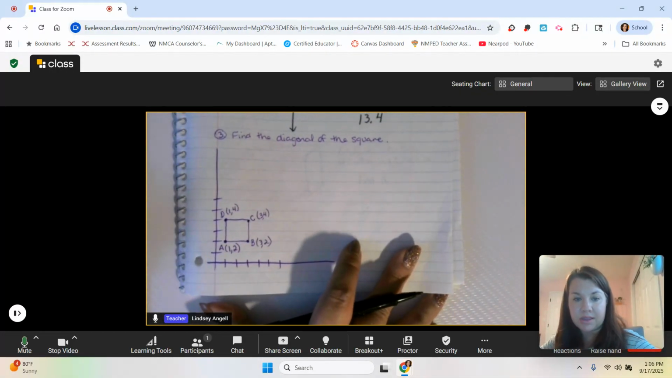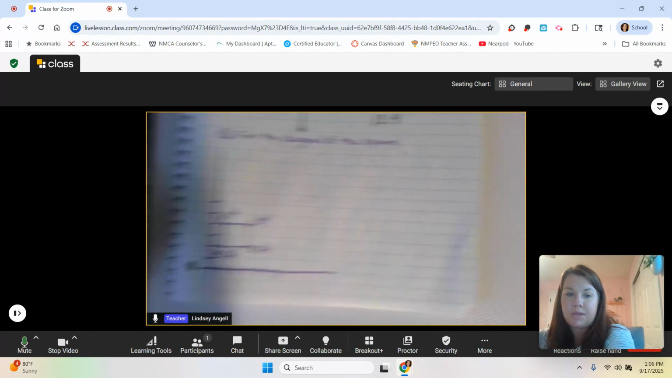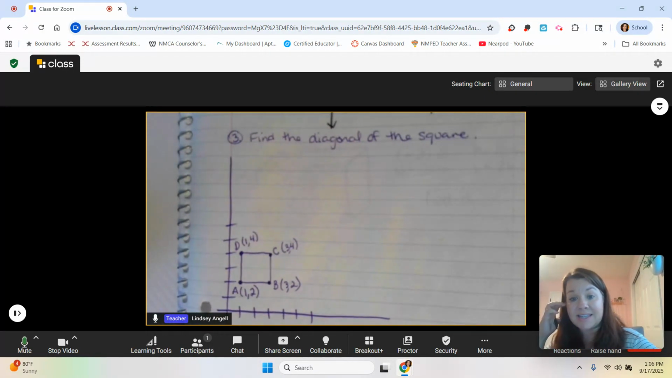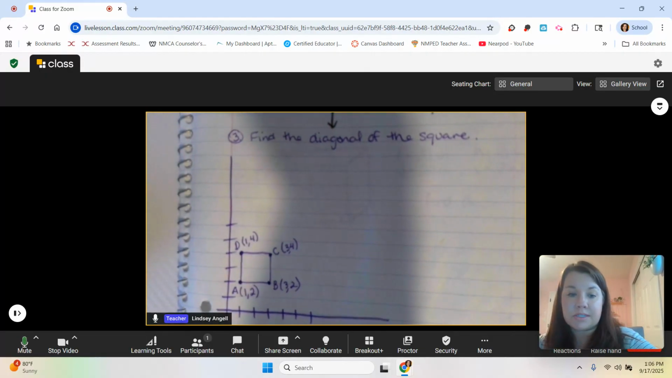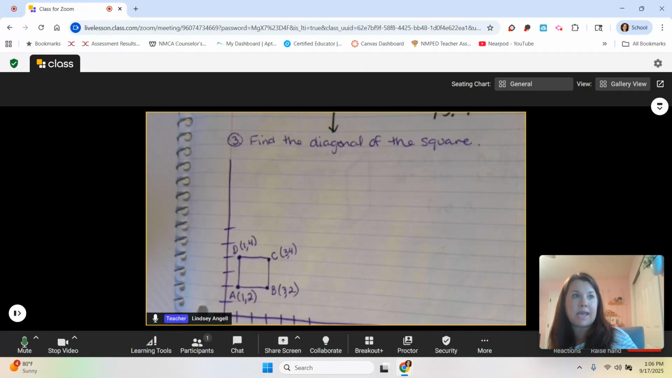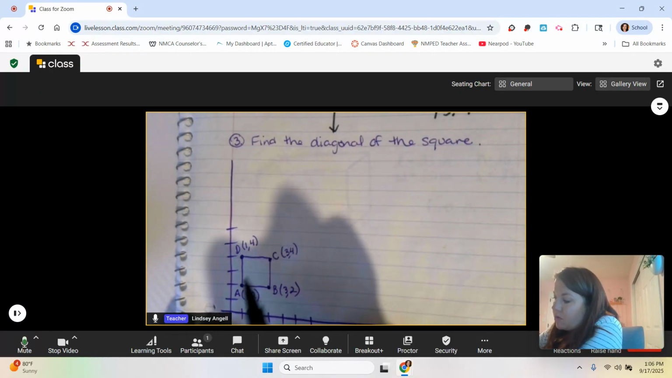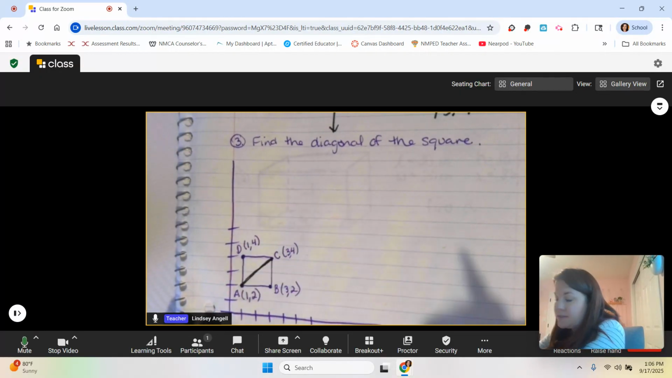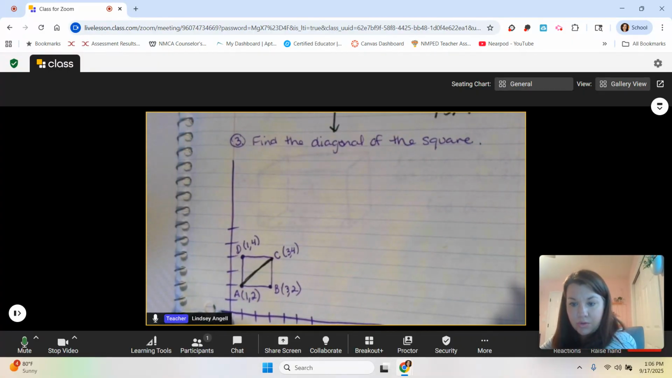All right, number 3, this is from your quick check. Let me zoom in a little bit so we can see better. So it says find the diagonal of the square. Find the diagonal of the square. So that's this right here, right? That's what I'm looking for. And notice when I put in the diagonal, I've created 2 right triangles that are identical to each other.